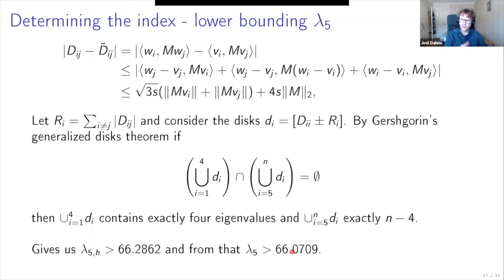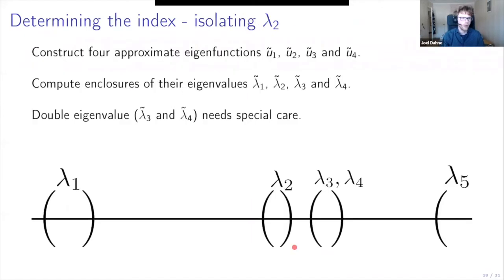But if we did it for lambda 3, for example, we would get a lower bound which is smaller than lambda 2. So then it would not work. But here it works. So then we have the lower bound for lambda 5. So then the next part is that we need to isolate the 4 eigenvalues which we know exist below here. Or we know that there are at most 4 eigenvalues below this lower bound for lambda 5. So we need to find them and isolate them so we can determine their indices.